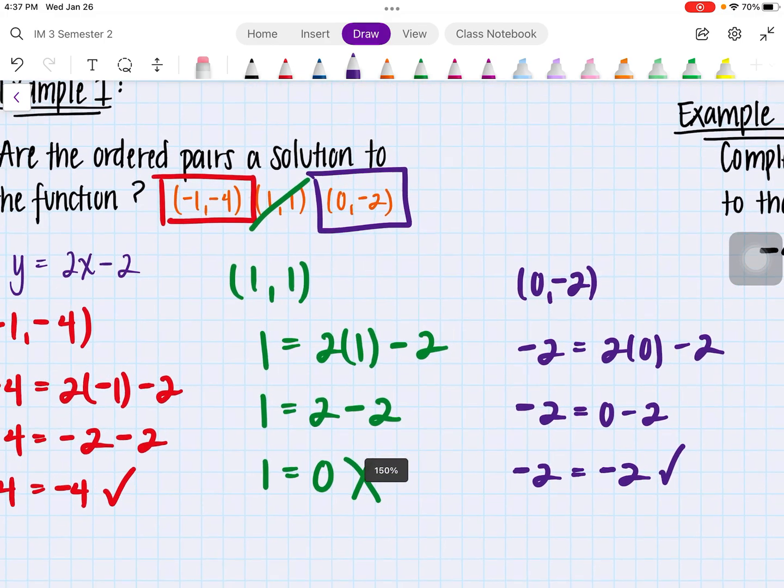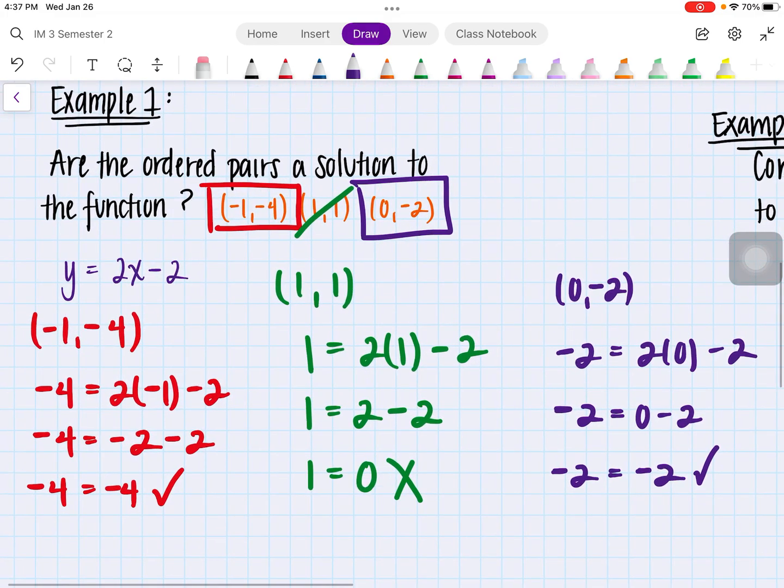So we have these two as being solutions for the equation. Once again, we're doing basic substitution on these. Whichever works and gives us a true statement in this case is going to be considered a solution. So let's go ahead and move on to example 2.